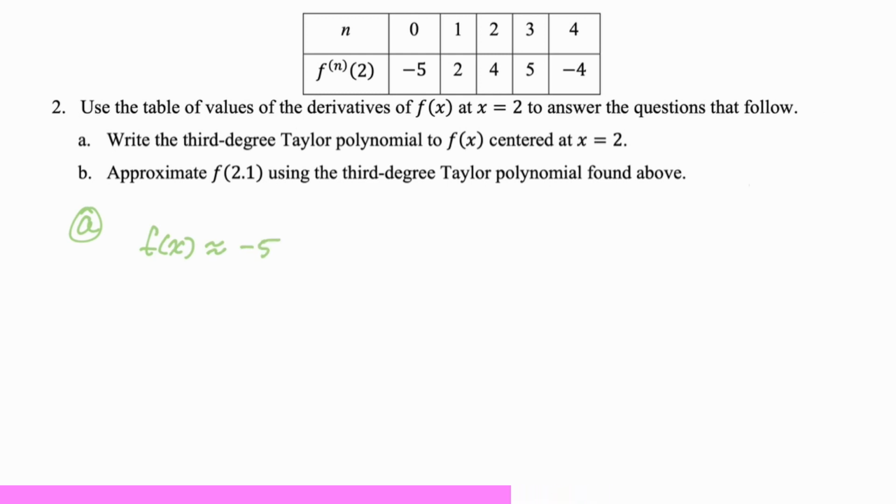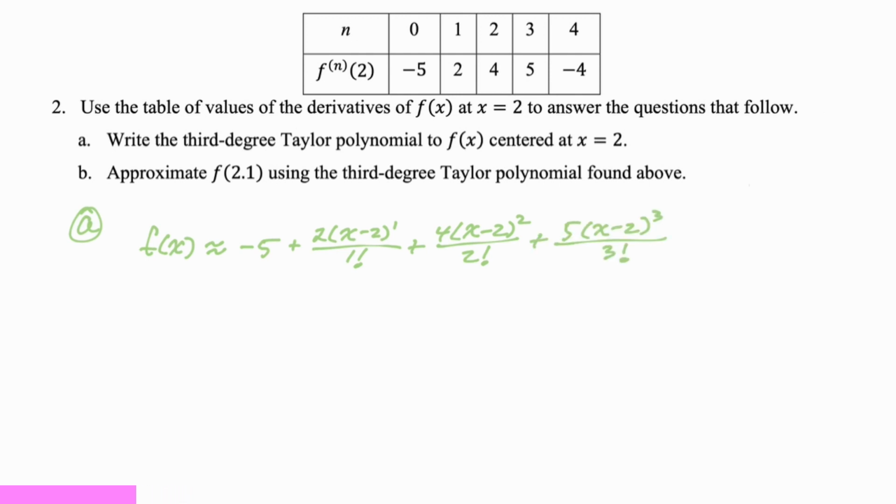And then it's going to be first derivative times (x minus 2) to the first over 1 factorial, which is 2x minus 2 to the first over 1 factorial. Then it's going to be second derivative times (x minus 2) squared over 2 factorial, so plus 4(x minus 2) squared over 2 factorial. Then third derivative times (x minus 2) cubed over 3 factorial, so it's going to be 5(x minus 2) cubed over 3 factorial. There you go. Got to get amazing at writing those.